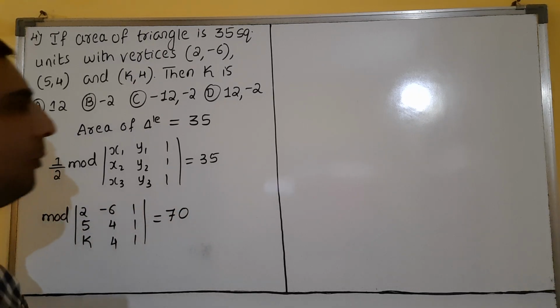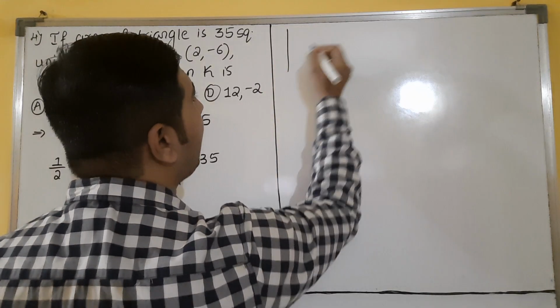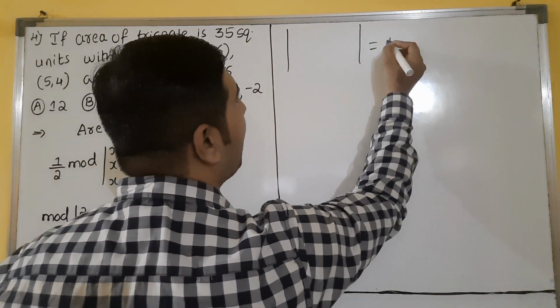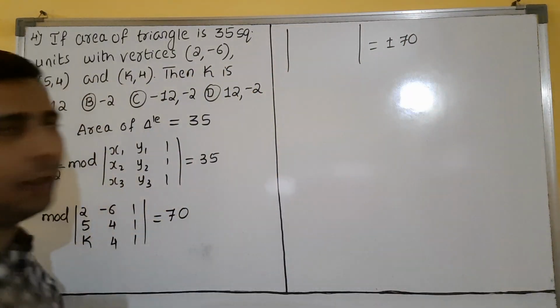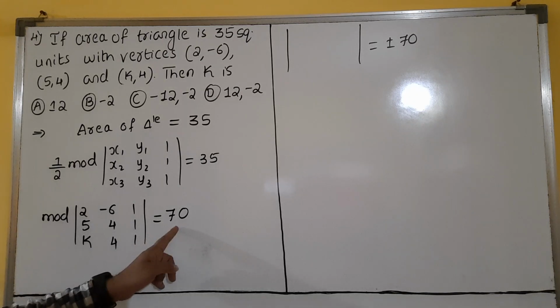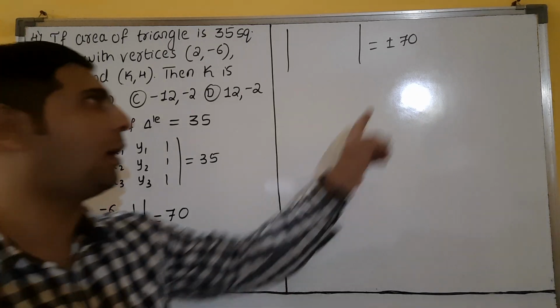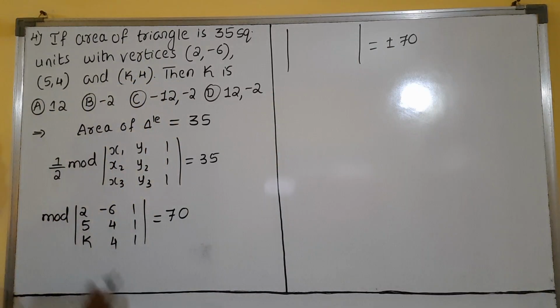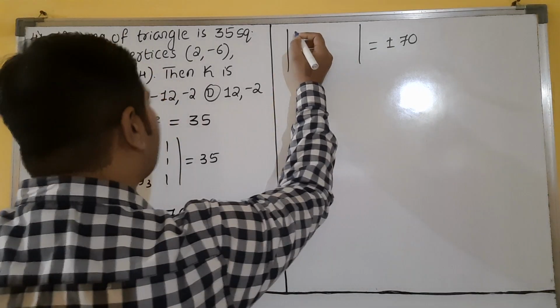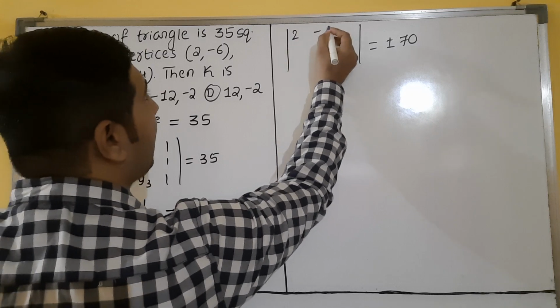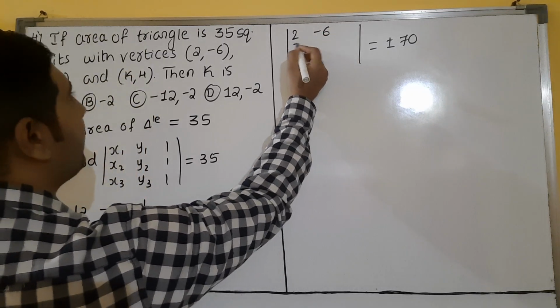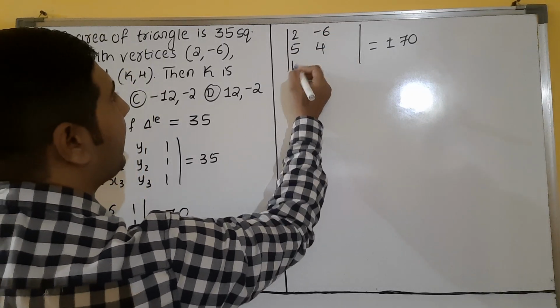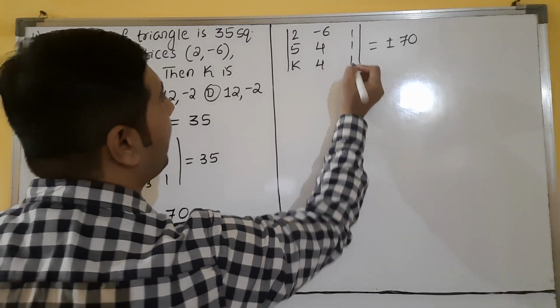If you remove the mod, on that side it will become what here? Plus or minus 70, dear students. If you remove the mod, you will get plus or minus 70 on that side. You write this as is: 2, minus 6, 5, 4, k, 4, and this will be 1, 1, 1.